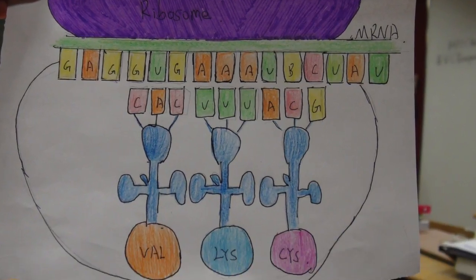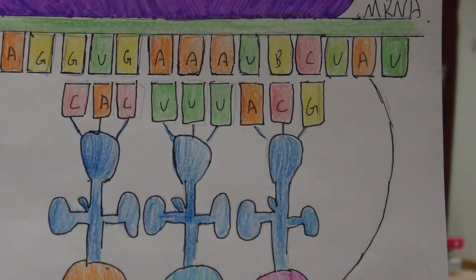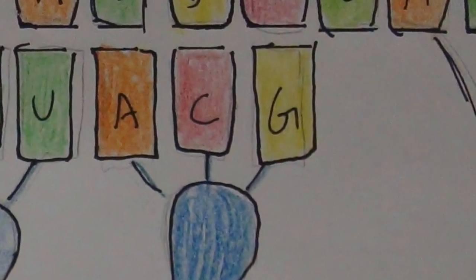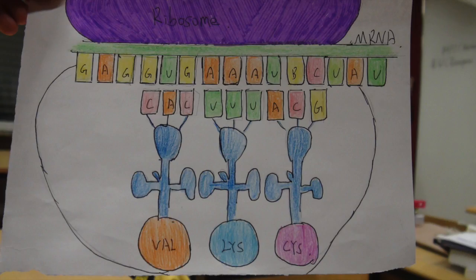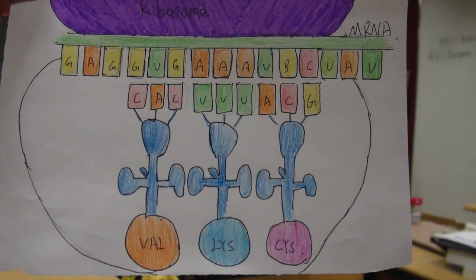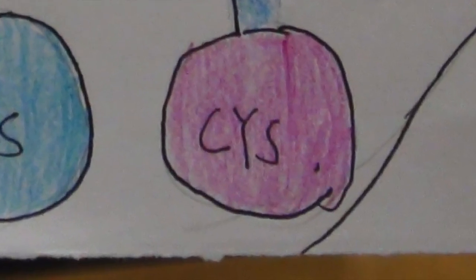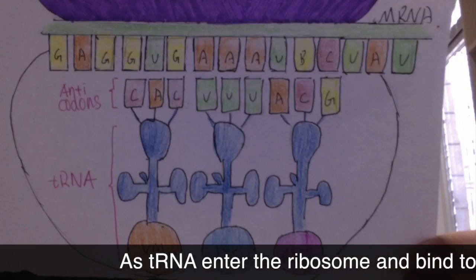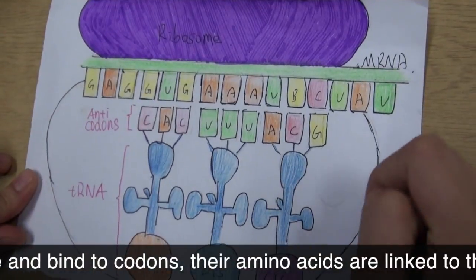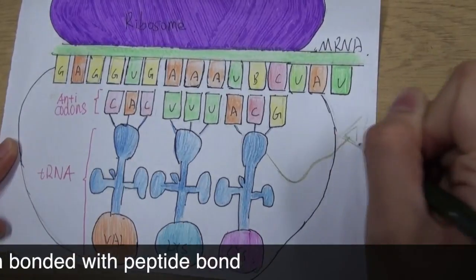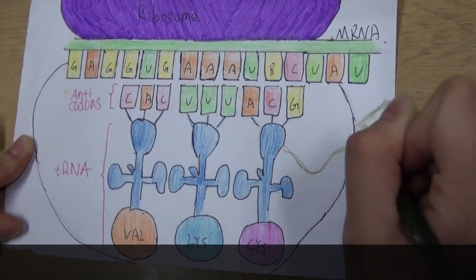Each tRNA has an anticodon, a set of 3 nucleotides that bind to the matching mRNA codon through base pairing, and the other end of the tRNA carries the amino acid that's specified by the codon. As tRNA enters the ribosome and binds to the codon, the amino acids are linked to a growing polypeptide chain bonded with a peptide bond.